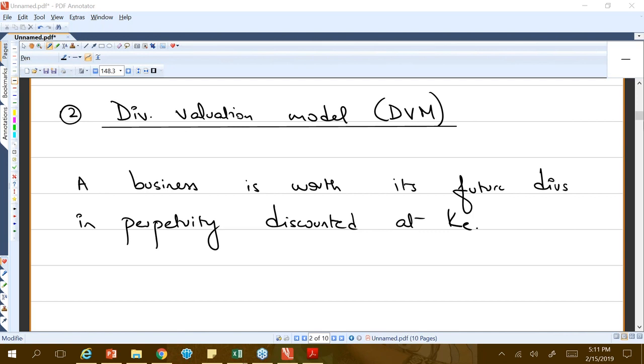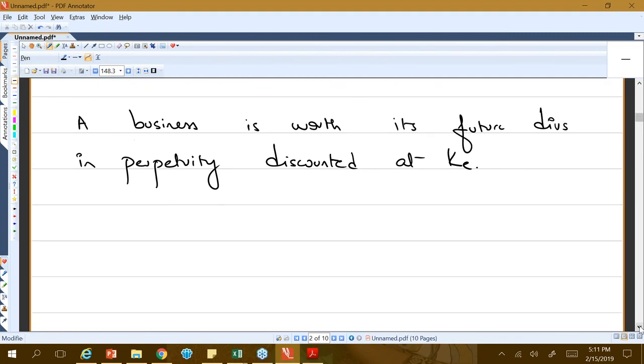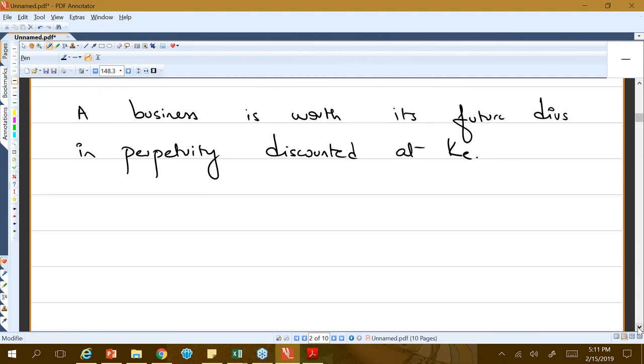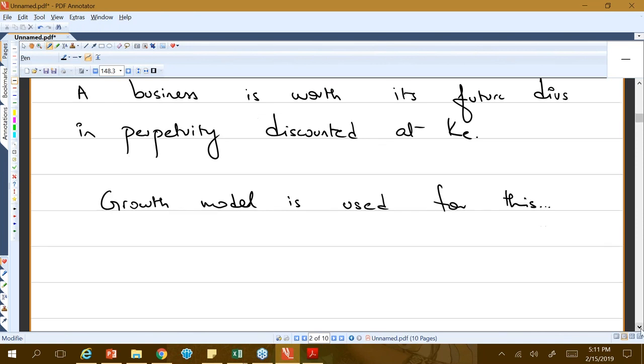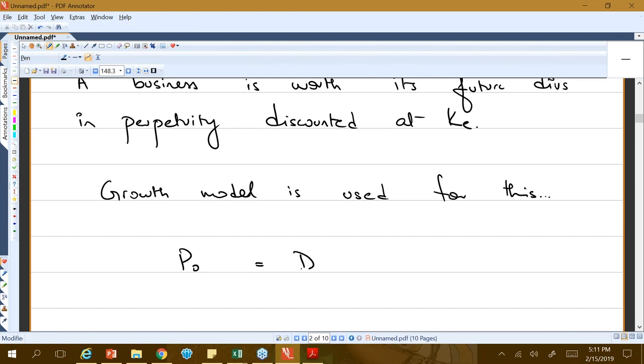Now, it is important here that we see how we can discount the future dividends at KE. Well, we have the growth model. The growth model is used for this, which is P naught equals D naught, 1 plus g, over RE minus g. That is the formula which is given on your formula sheets.